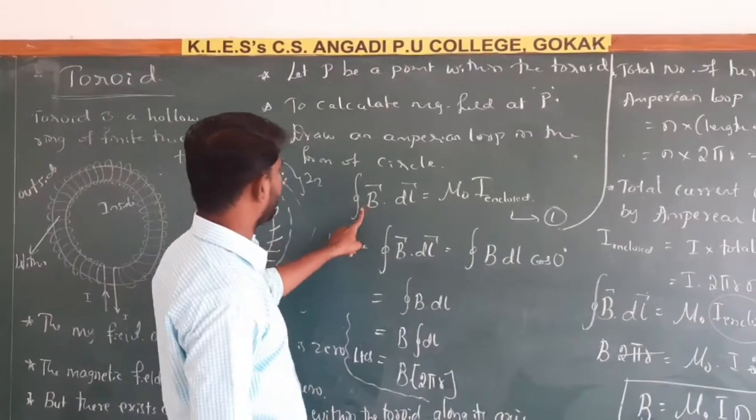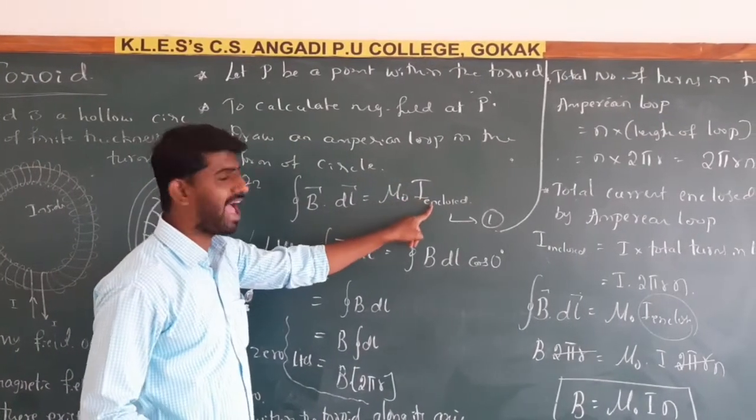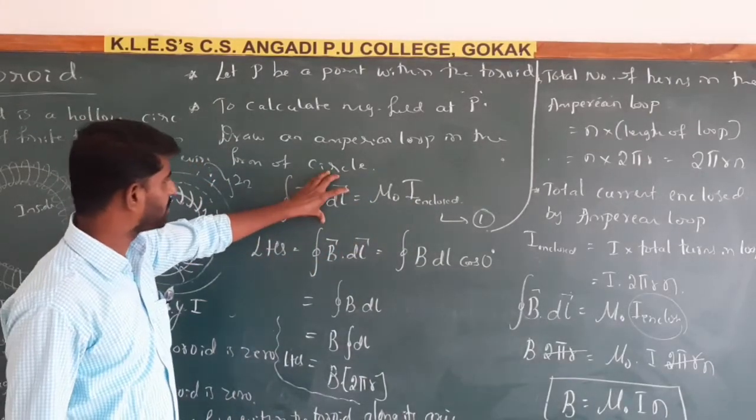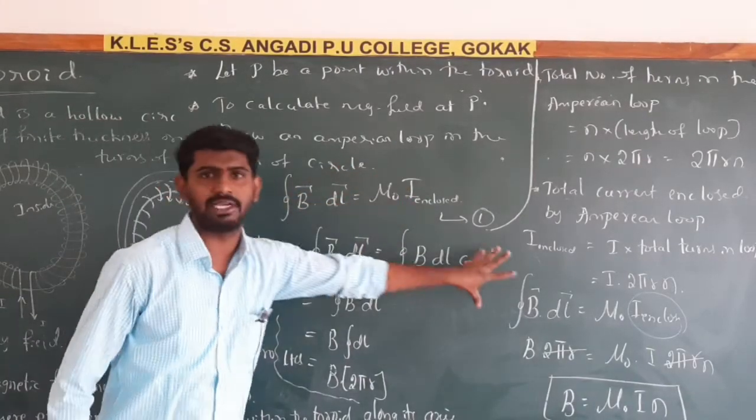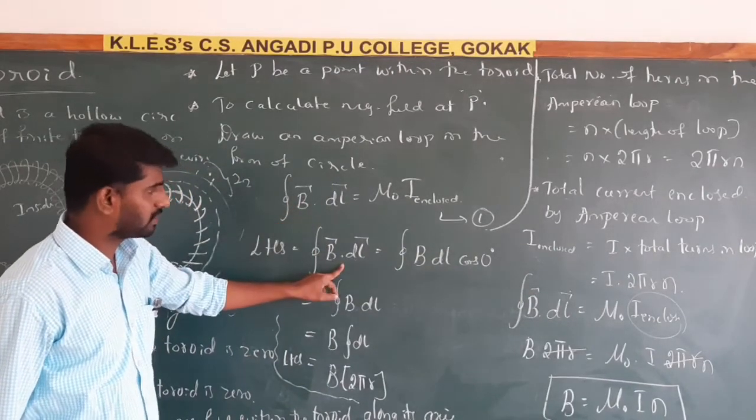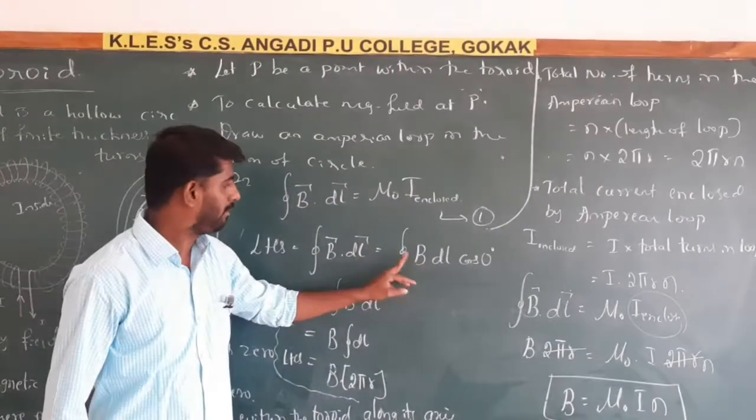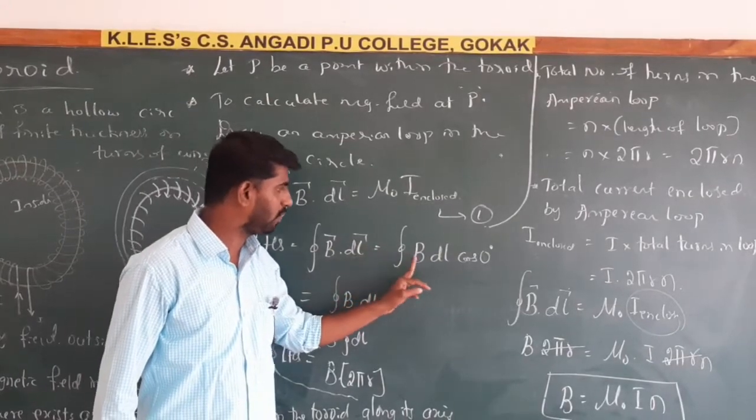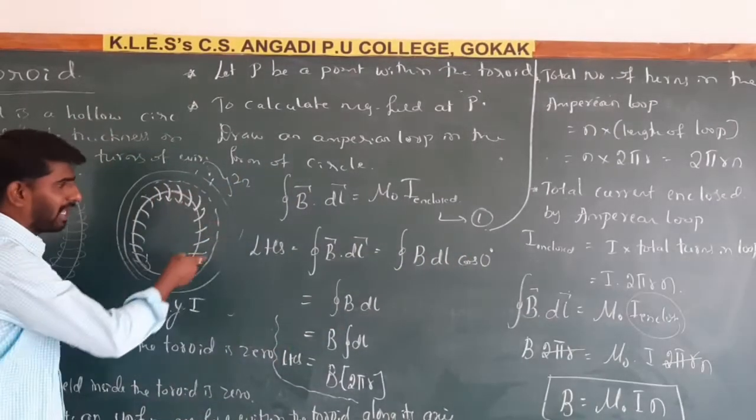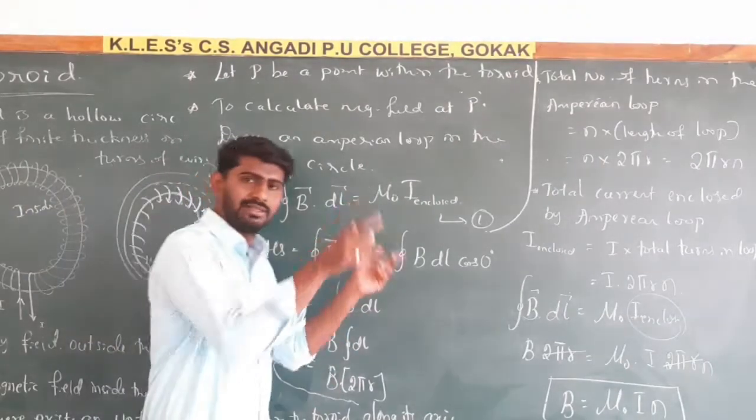Then integration of B dot dl is equal to mu naught into I enclosed. This is the Ampere circuit law, right? So I want to write this value first and this value, then I will equate. For the LHS, B dot dl, I write its magnitude. Vector B dot vector dl is equal to B dl cos theta. Theta is 0 because we assume both are in the same direction along the axis.